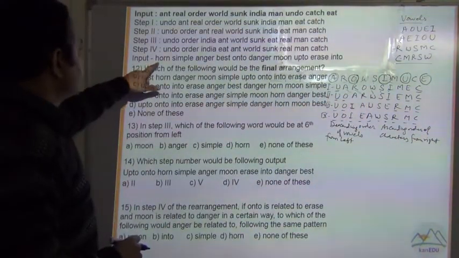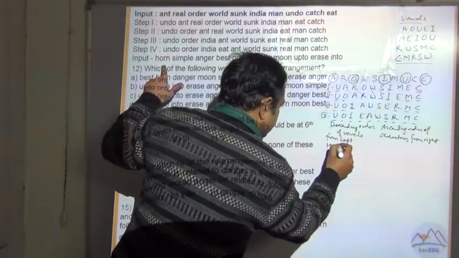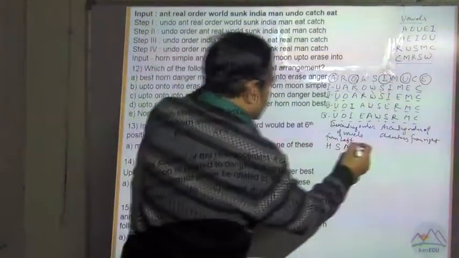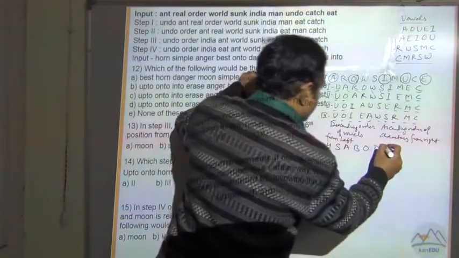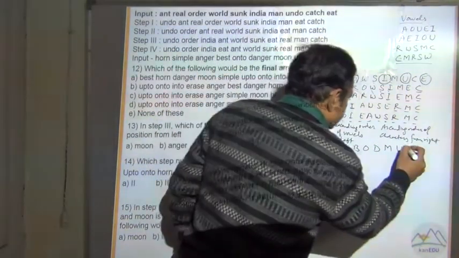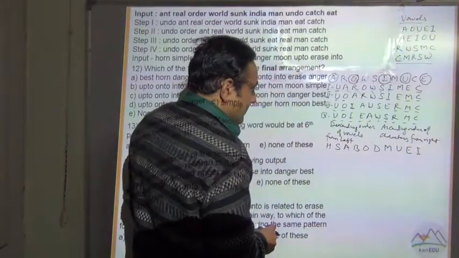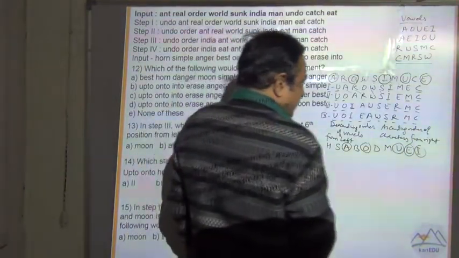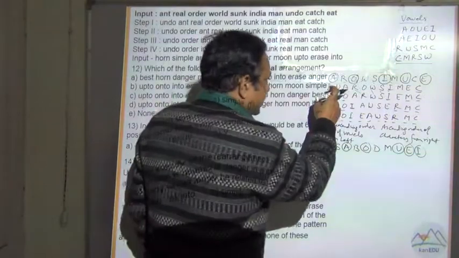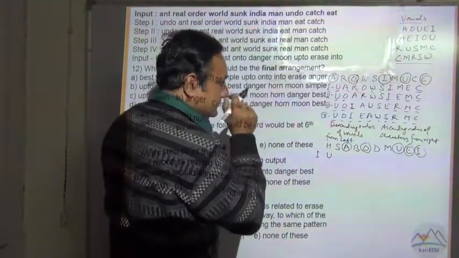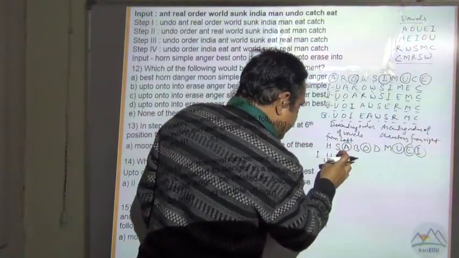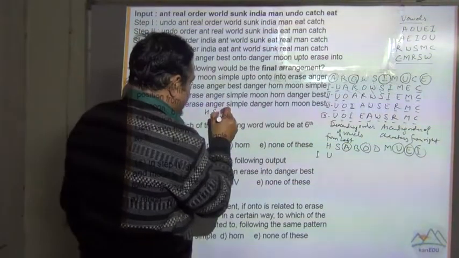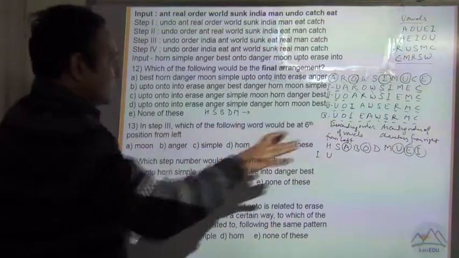Now let's see our input: H, S, A, B, O, D, M, U, E, I. So let's see the vowels are there: A, O, U, E, I. Yes, vowels are there. So first, the vowels will come in the descending order. So we need a step one. So first U will come here, and out of this one, H, S, B, D, M. Let's make it in an ascending order.